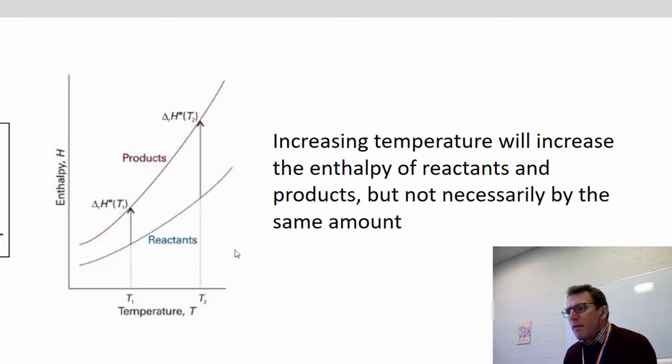That means that if we carry out the exact same reaction at a different temperature, it may have a different enthalpy, because the enthalpies of reactants and the enthalpies of products will have changed, and they may not have changed by the same amount. In other words, these are not 2 parallel lines. So now we need a way of thinking about enthalpy change as a function of temperature.